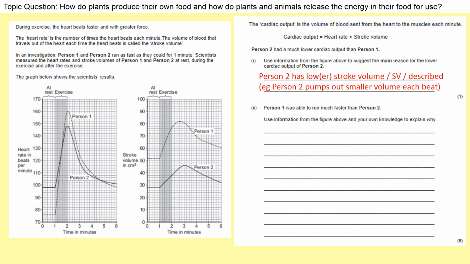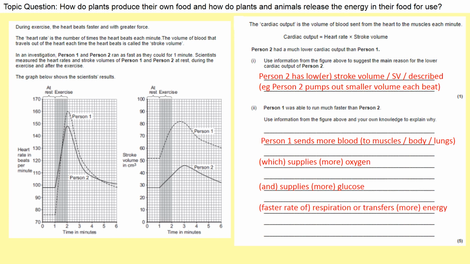Why could person 1 run much faster than person 2? They send more blood to the muscles. That blood has got more oxygen in it and it's got more glucose in it. So that means that they can respire more, or so they can transfer more energy. So you can see it's those similar marks they're looking for every time. It's not just about the oxygen, it's also about the glucose, and the whole reason for it is so that they can respire to transfer more energy.